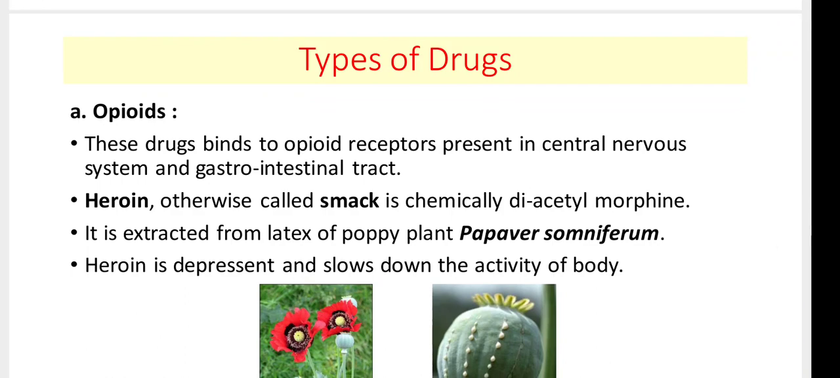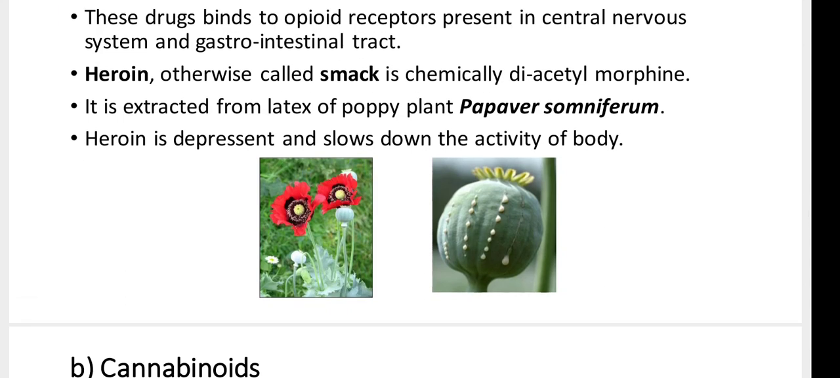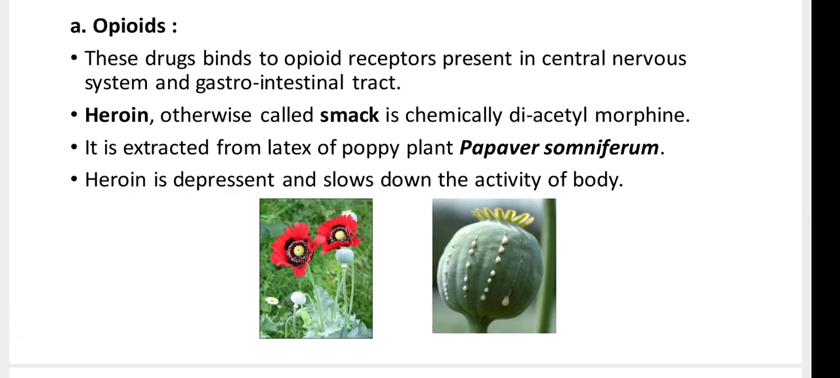This drug binds to the opioid receptors present in the central nervous system and gastrointestinal tract. Heroin, otherwise called smack, chemically diacetylmorphine, is extracted from the latex of the poppy plant. Heroin is a depressant, and it slows down the activity of the body. So if any person has a depressive condition, then they take this kind of drug.